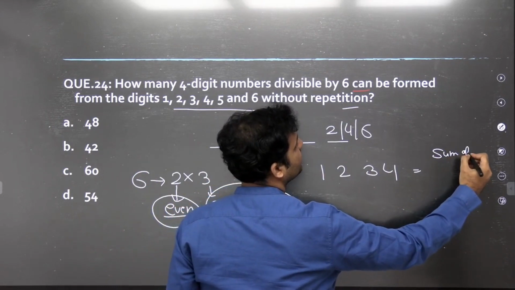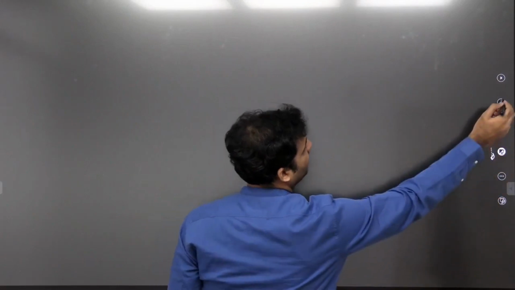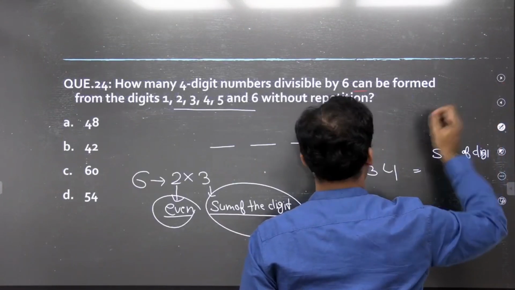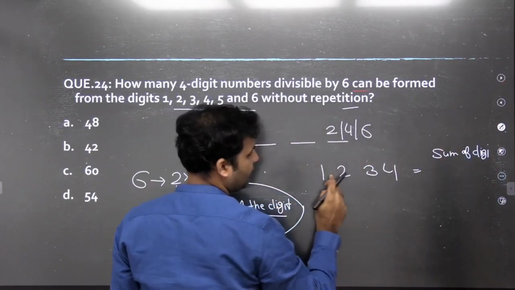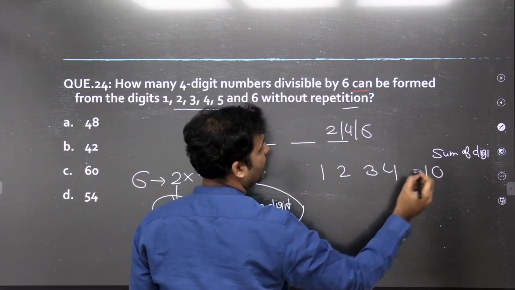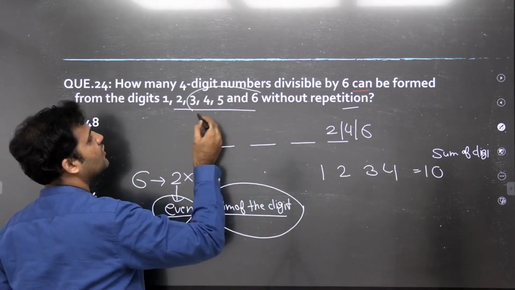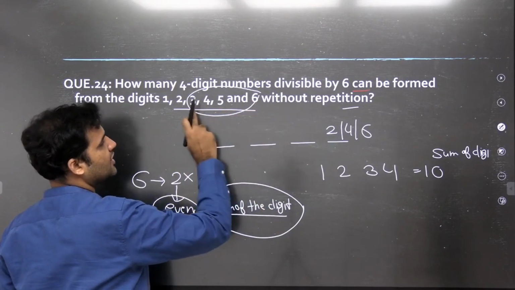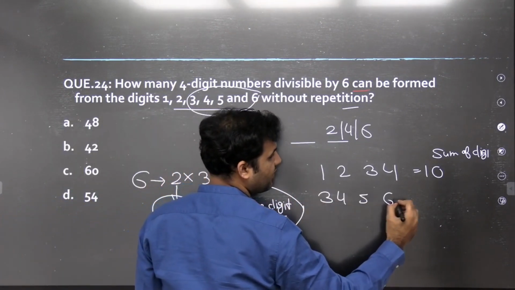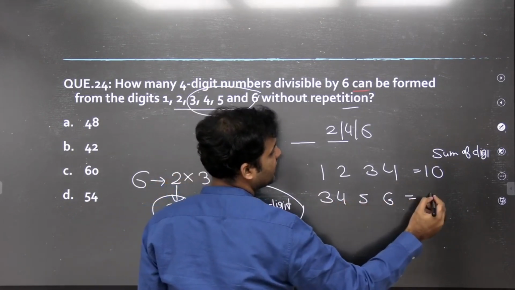The minimum possible sum of digits, guys, will be 1 plus 2 is 3, plus 3 is 6, plus 4 is 10. And what is the maximum sum that you get? The maximum sum will appear when you make a number using the digits 3, 4, 5, 6. Now if I use the digits 3, 4, 5, 6, the maximum possible sum would be 3 plus 4 is 7, 7 plus 5 is 12, 12 plus 6 is 18.